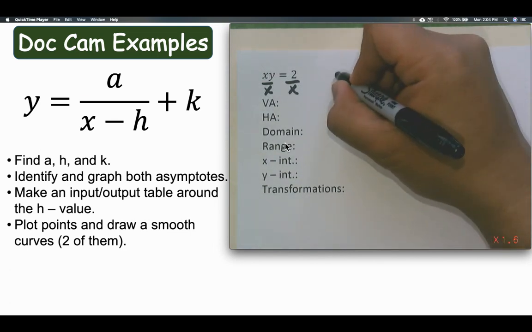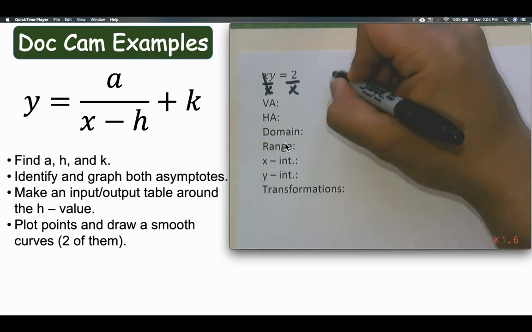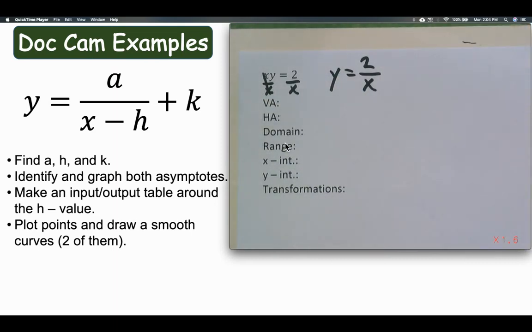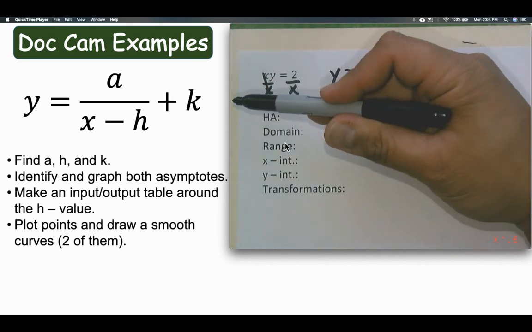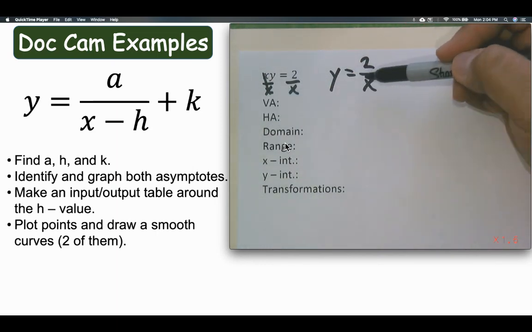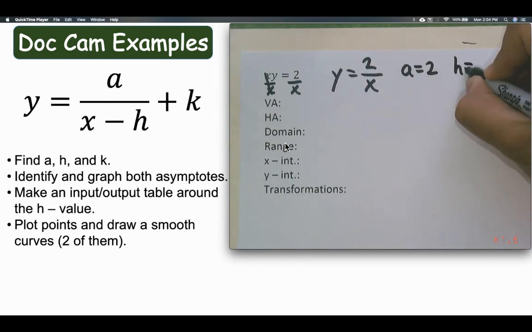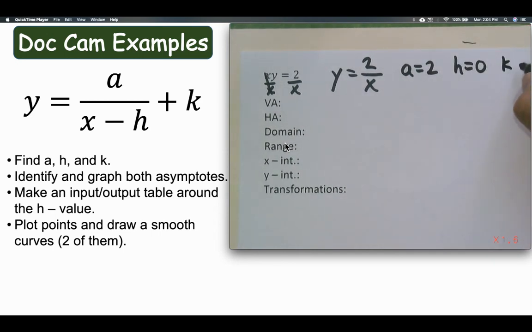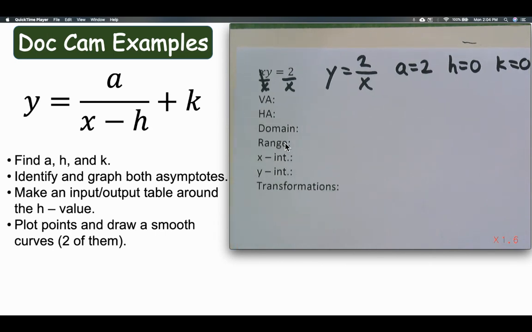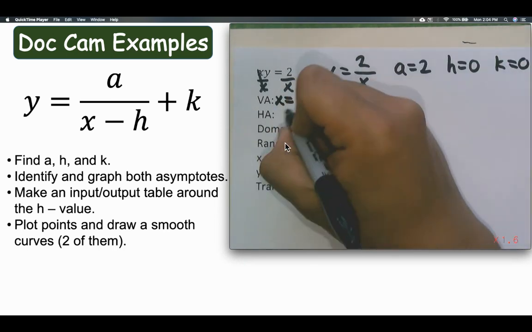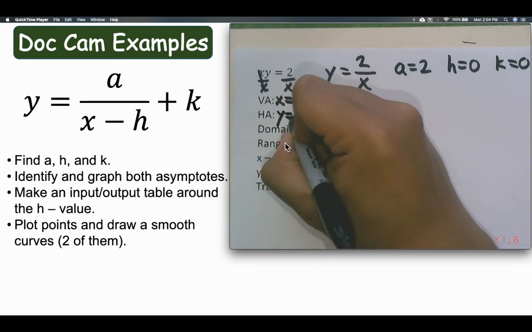So this is actually the same thing as, those x's are gone. So you get y equals 2 over x. Now that's looking more like this form over here, because now my y is by itself. So I can identify a as being a 2, h as being a 0, and k is also a 0. All right, so vertical asymptote, again, is your x value. So x is going to be 0, and y is equal to 0.